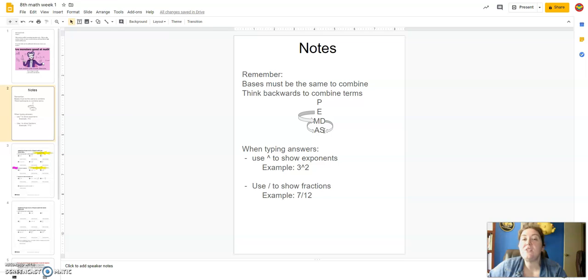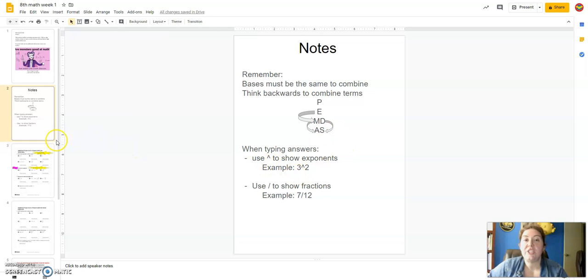Now when our bases are the same and we're trying to simplify our exponents, if I have an exponent of an exponent, I'm going to multiply the exponents together, not the bases, only the exponents. And if I'm multiplying bases, I'm going to add my exponents. If I'm dividing my bases, I'm going to subtract the exponents.